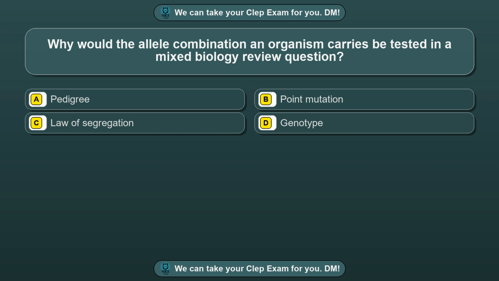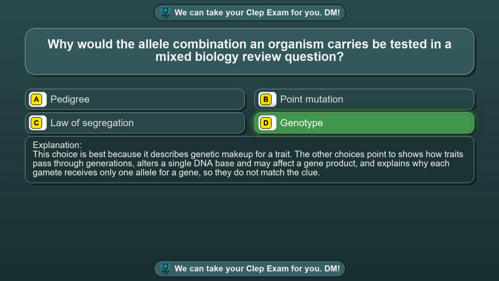Question 42. Why would the allele combination an organism carries be tested in a mixed biology review question? Option A, pedigree. Option B, point mutation. Option C, law of segregation. Option D, genotype. The correct answer is option D, genotype. This choice is best because it describes genetic makeup for a trait. The other choices point to shows how traits pass through generations, alters a single DNA base and may affect a gene product, and explains why each gamete receives only one allele for a gene, so they do not match the clue.